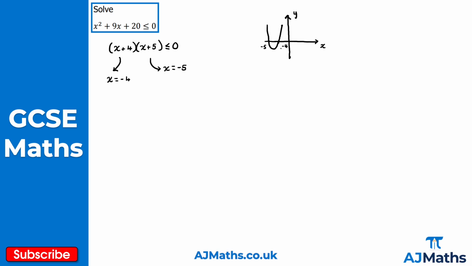Okay, like so. Now, we're looking for this quadratic here being less than or equal to 0. So in other words, where is this below the x-axis? We do this in a different color here just to highlight this. Below the x-axis will be between here. So presenting the solution as an inequality, what we get is x being between minus 5 and minus 4.